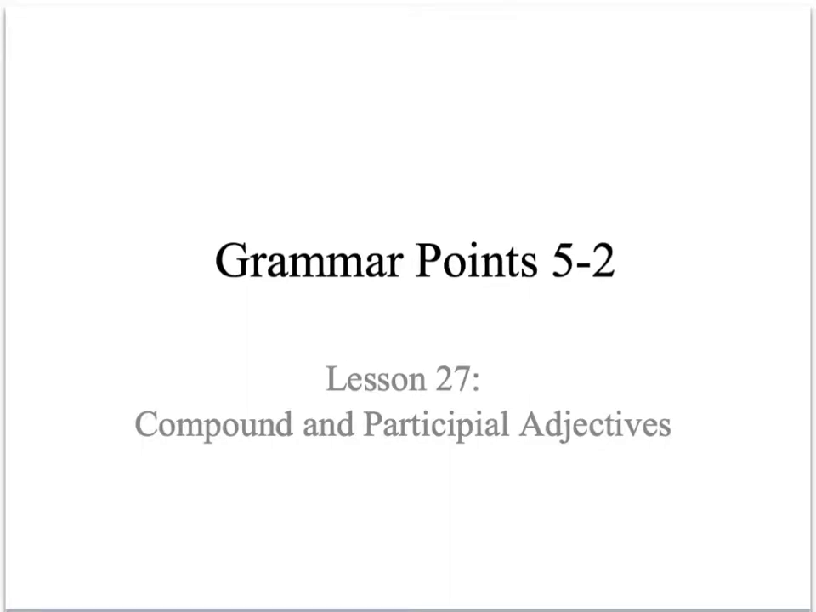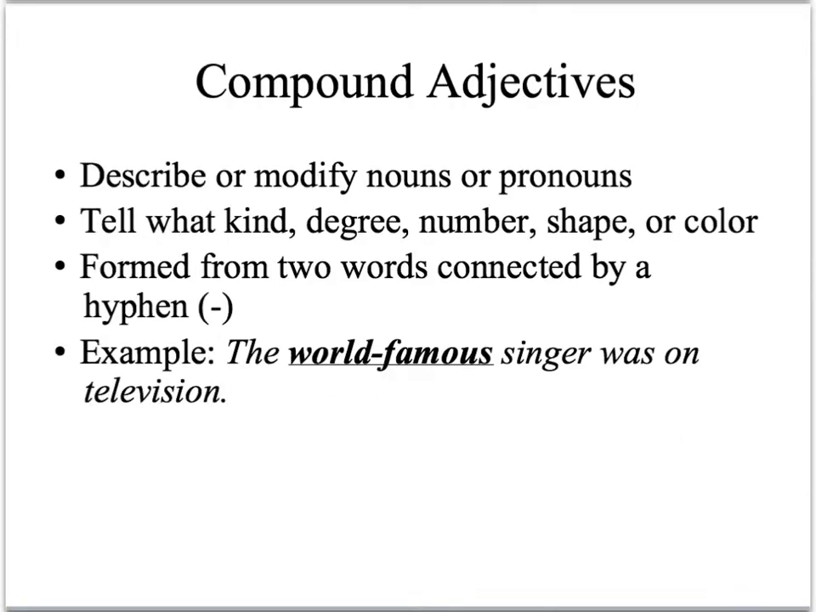This is Grammar Points 5-2, Lesson 27, and it's about compound adjectives and participial adjectives. Both of them, because they're adjectives, describe or modify nouns or pronouns, which means they basically give more information about a noun or pronoun. They tell what kind it is, what degree something is. It tells the number, the shape, as well as a color.